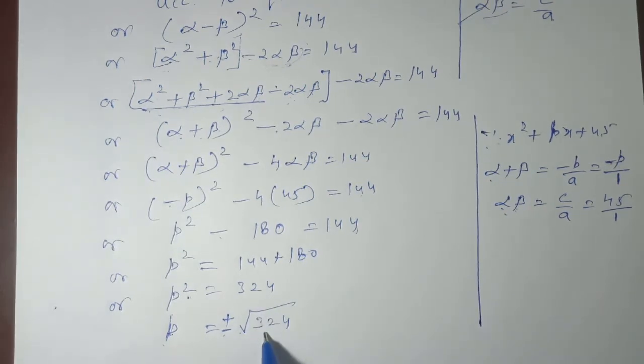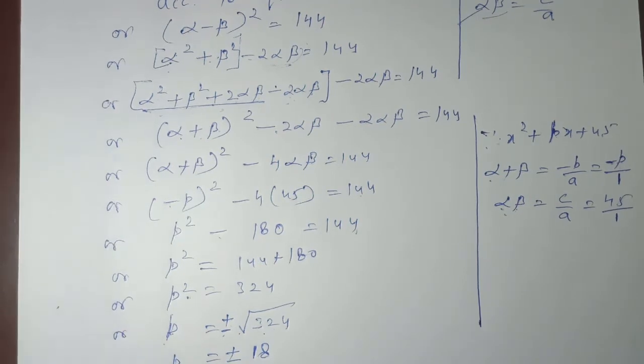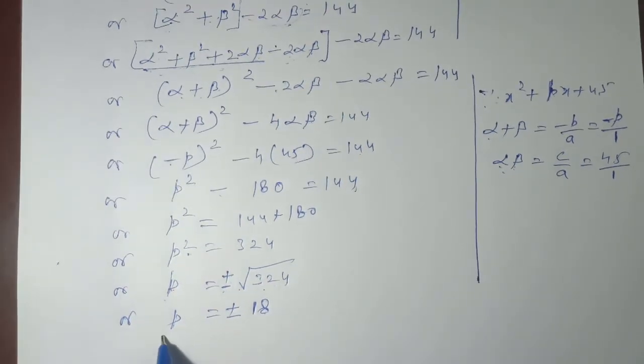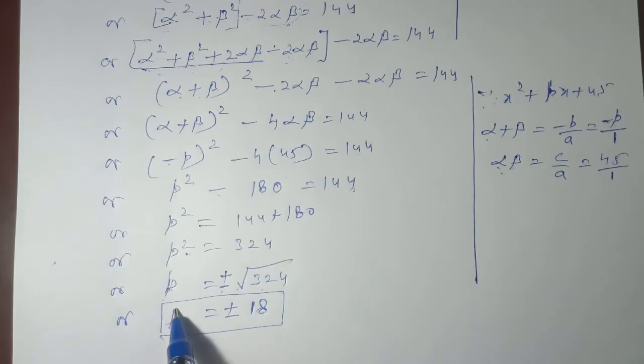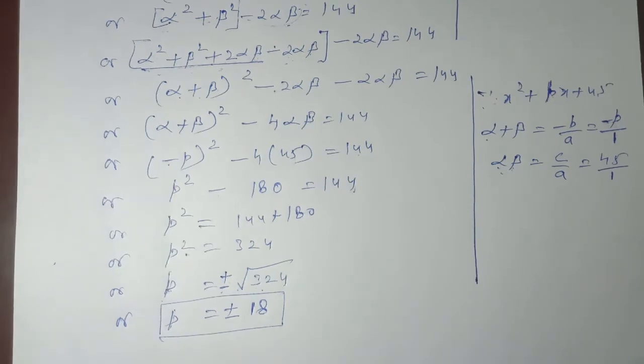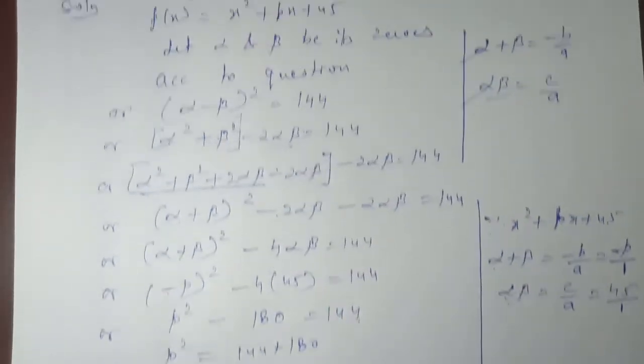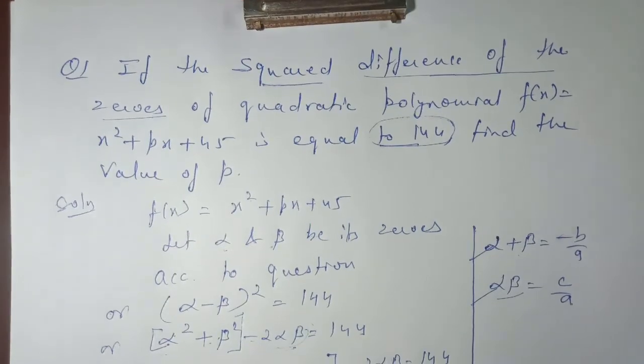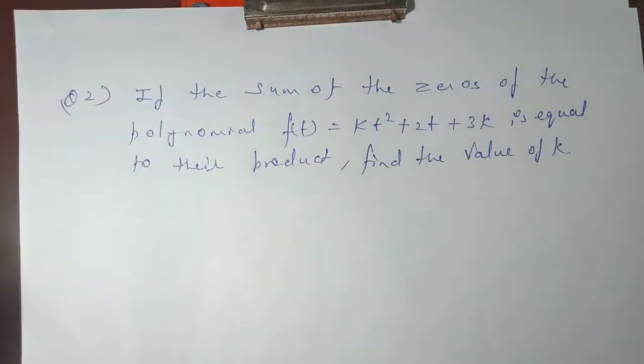Now we can easily observe that 324 is the square of which number? It is of 18. So the value of p will be either +18 or -18. So this way we can calculate it. Let us move to the second word problem. One more word problem we are taking.